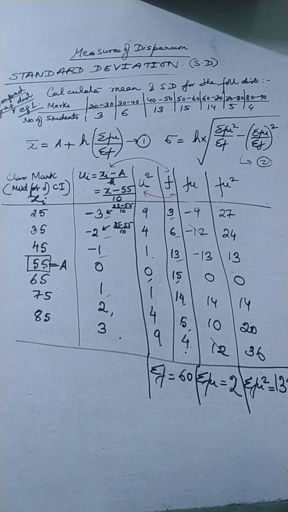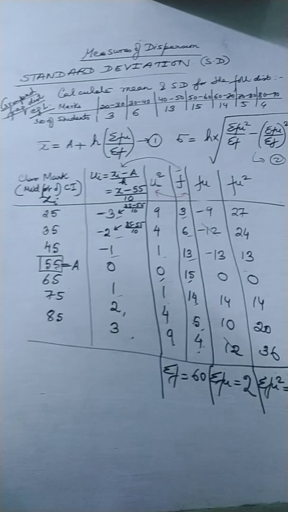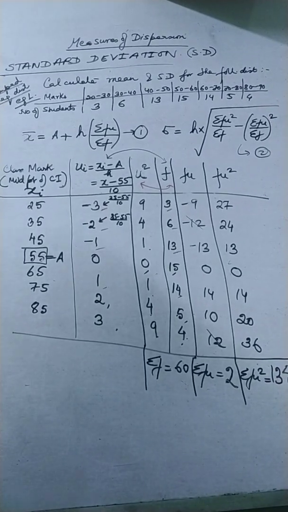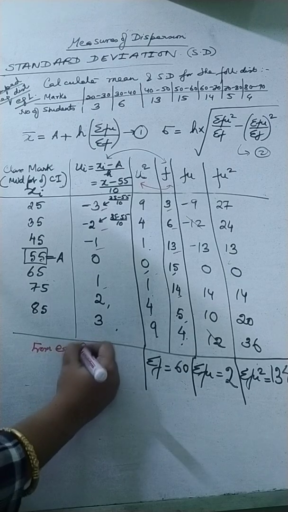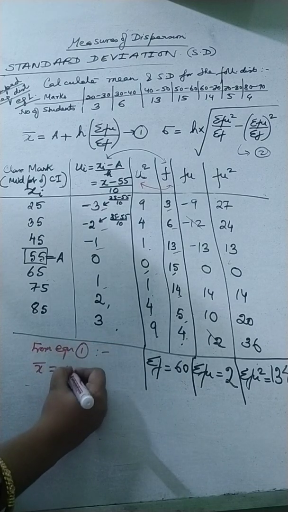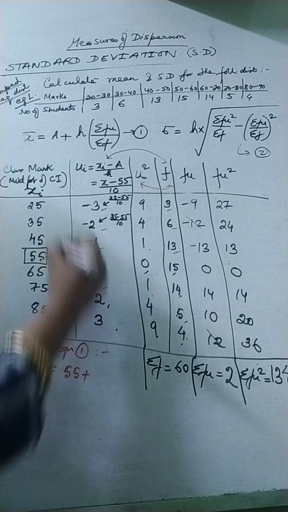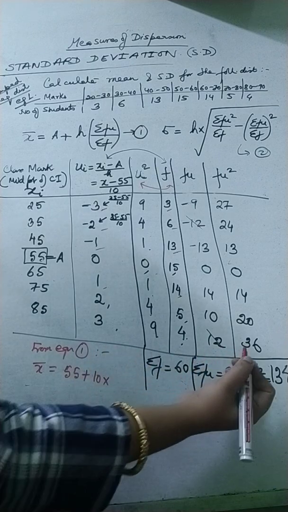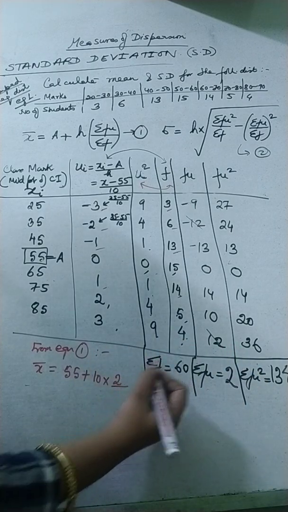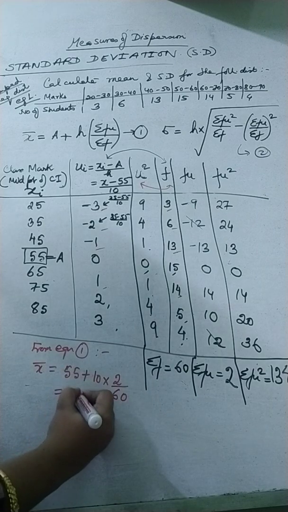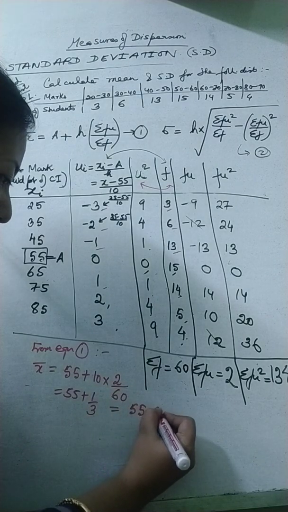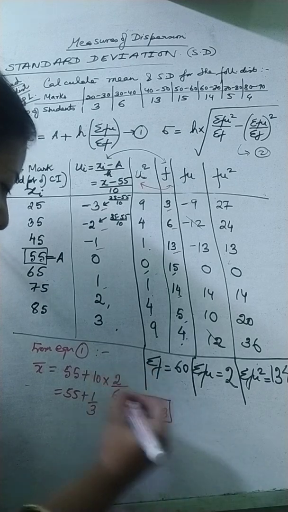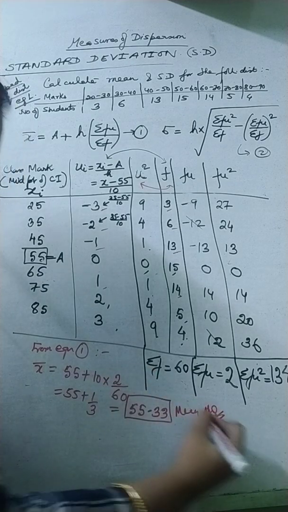Now I will substitute. From equation 1, what do I get? And from equation 2, what do I get? I hope you can see this. From equation 1, what do I get? X bar is equal to A, which is your 55, plus H, which is your 10, into summation fu, this one, 2, by summation f, your 60. So it's 55 plus 1 by 3. 1 by 3 is 0.33. So your answer is 55.33. This is your mean.